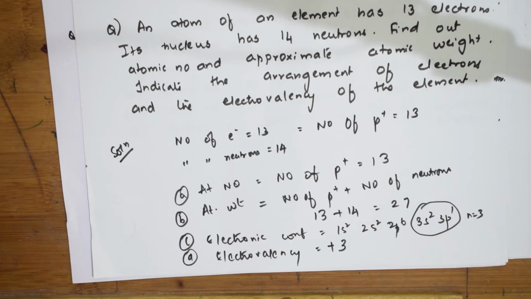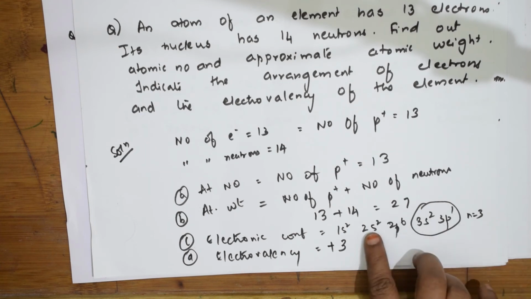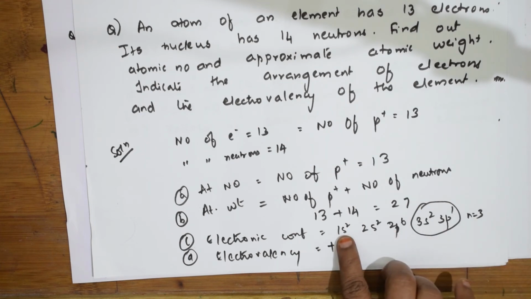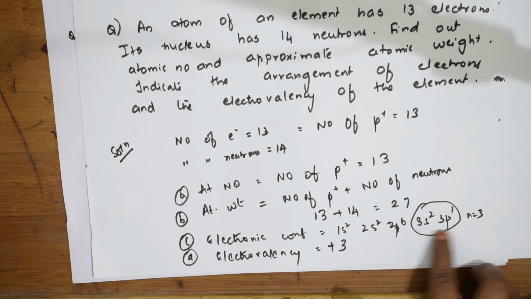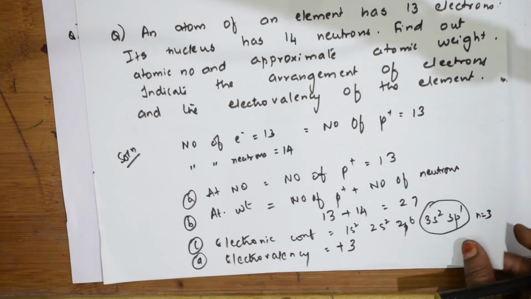So once again, electrovalency means the number of electrons present in the valence shell. This is the n equal to 1 subshell, n equal to 2 subshell, and this is the n equal to 3 subshell. So that's why the electrovalency is plus 3. Hope the concept is clear, students. Right. So next one.